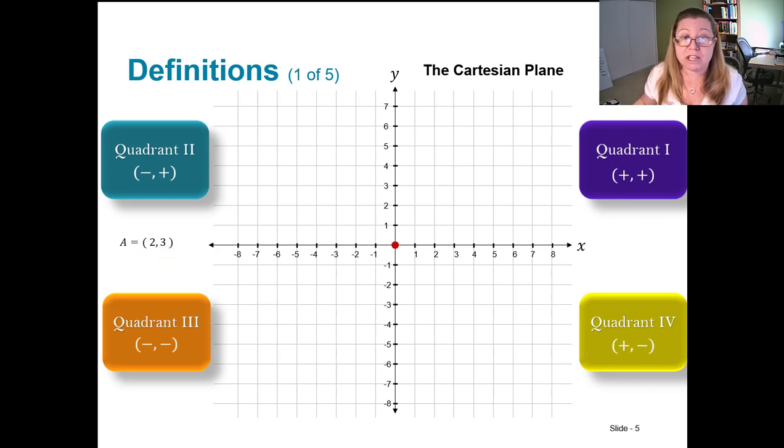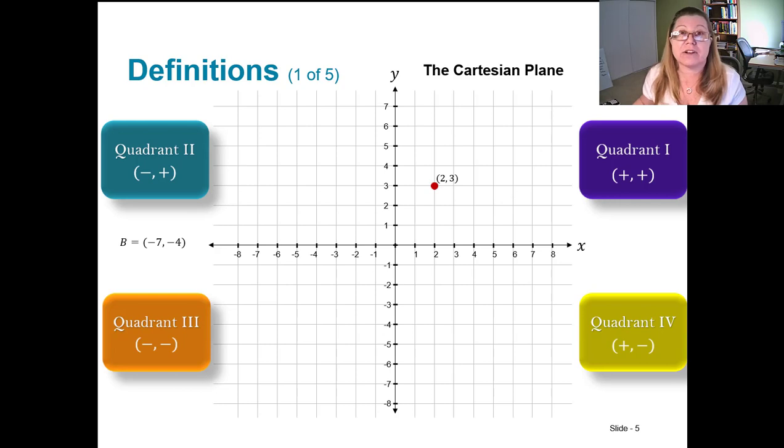So I'm going to start at the origin. I'm going to go 2 units to the right because it's positive, but I'm not going to stop there because I have to take care of that 3 units up. And then I have my point of (2, 3). So because 2 is positive, 3 is positive, I probably should have known it was going to be in quadrant 1.